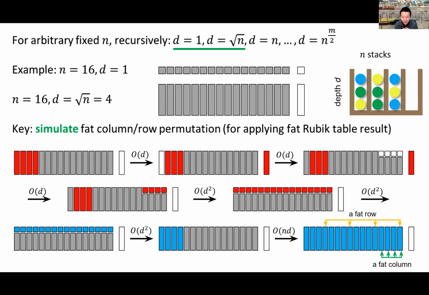Now, without getting into details, we can view the n stacks as the set of square root of n fat columns and fat rows. In the example, n equals 16 and square root of n is 4. So the fat Rubik table result can be then applied. This gives us, for any constant m here, an upper bound of O(nd), which meets the lower bound.